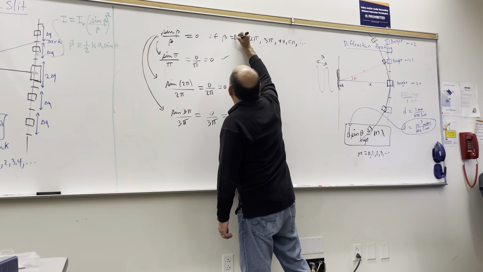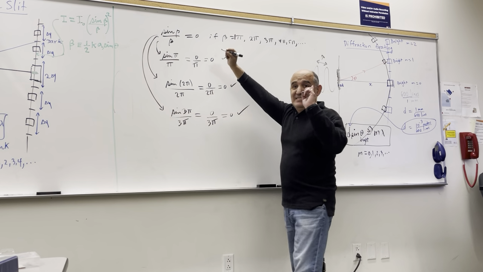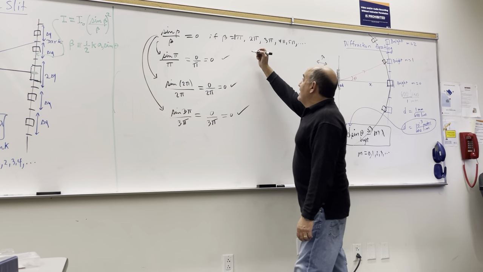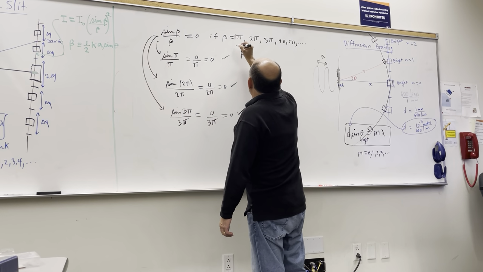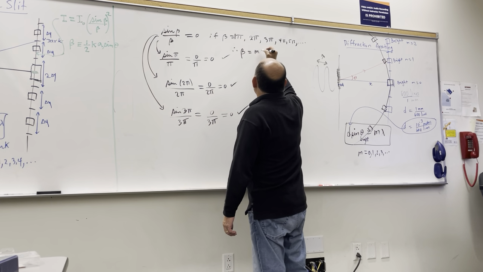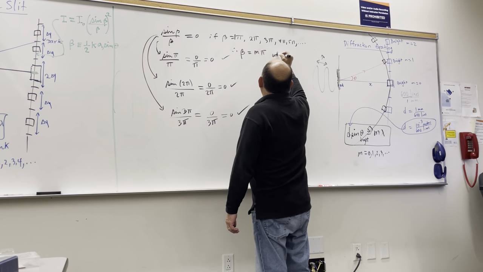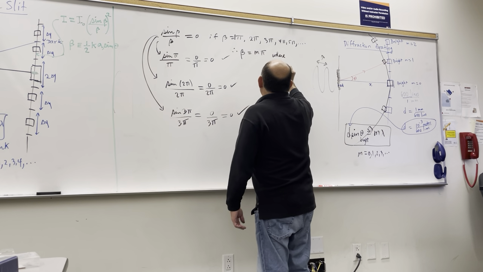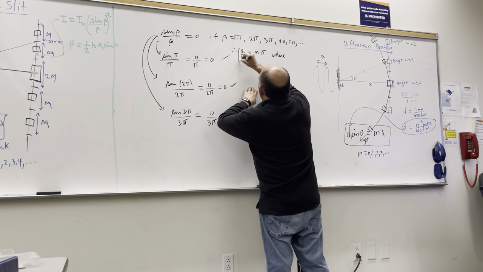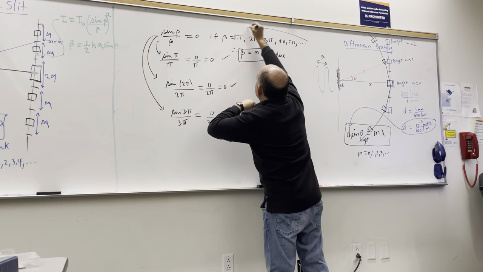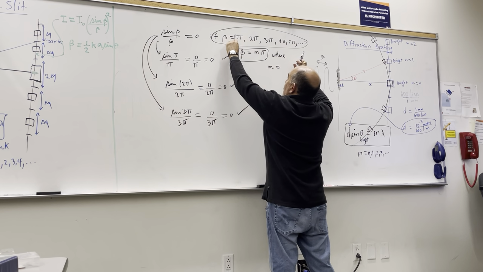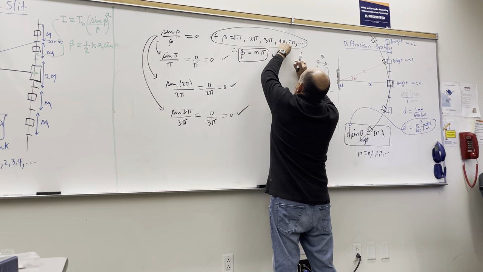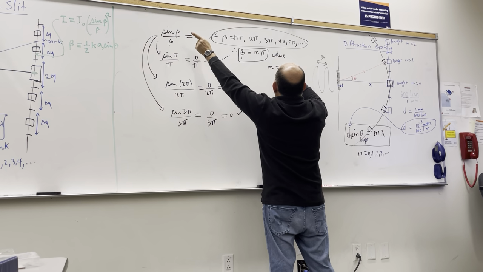Notice that the first one was 1, it was not 0. So I can say that beta has to be m pi, where m is now, well, the values that will give you these solutions: 1, 2, 3, 4, 5, without the 0.